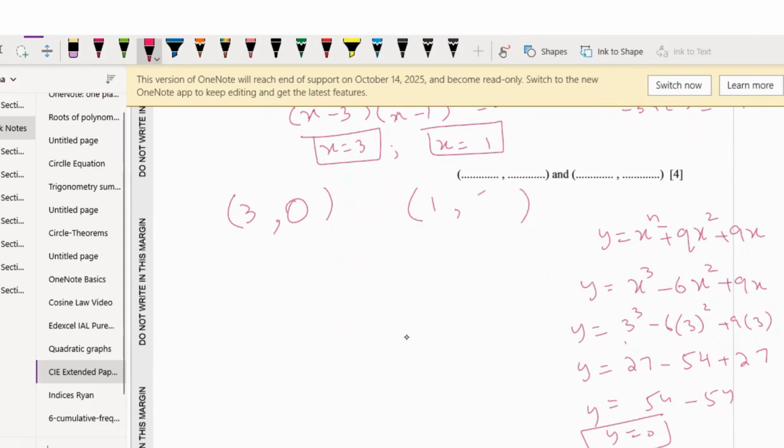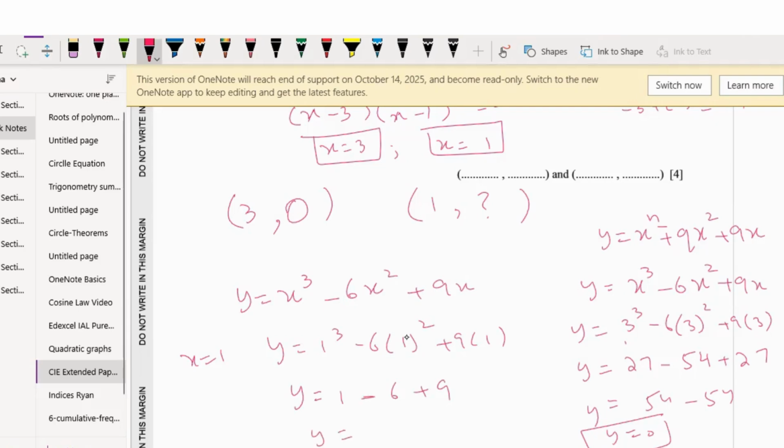When x is 1, what will be the y? So y is x to the power 3 minus 6x squared plus 9x. You replace x with 1. So y will be 1 cubed minus 6 times 1 squared plus 9 times 1. And y will be 1 minus 6 plus 9. 1 minus 6 is minus 5, plus 9. Minus 5 plus 9 is plus 4, okay? Y is plus 4.